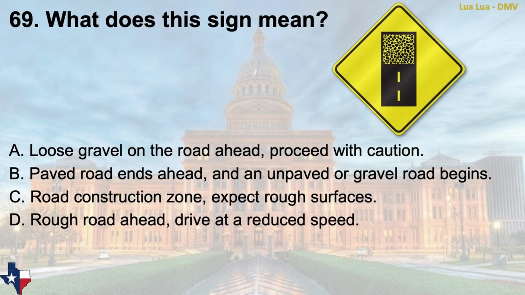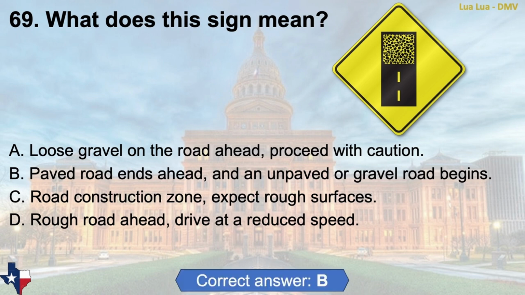Question 69. What does this sign mean? A. Loose gravel on the road ahead, proceed with caution. B. Paved road ends ahead, and an unpaved or gravel road begins. C. Road construction zone, expect rough surfaces. D. Rough road ahead, drive at a reduced speed. The correct answer is B. Paved road ends ahead, and an unpaved or gravel road begins.